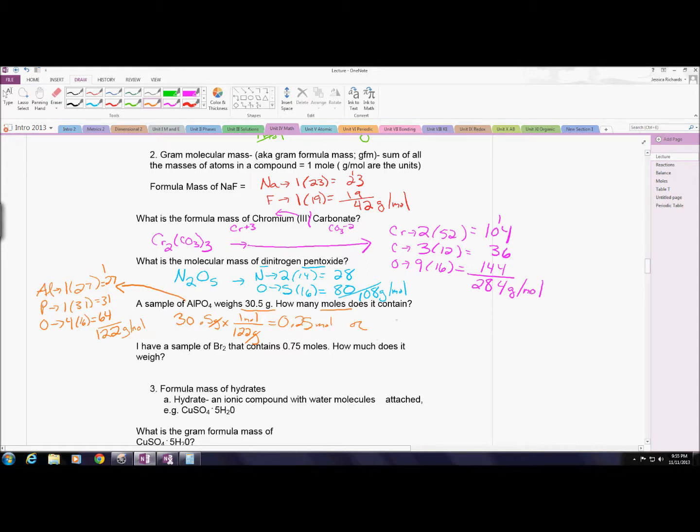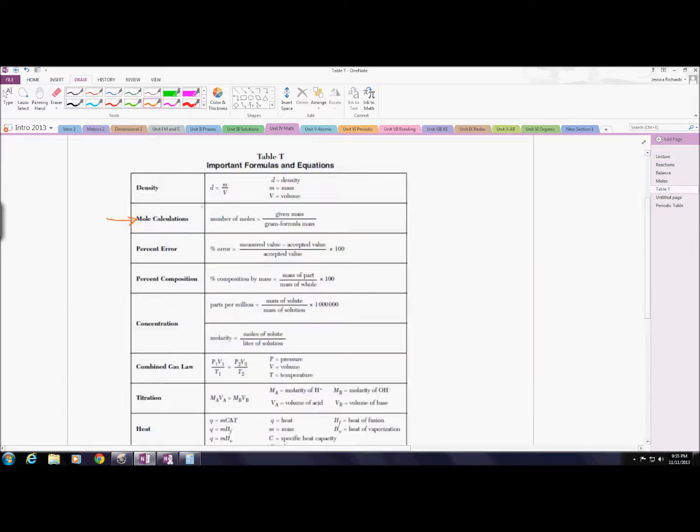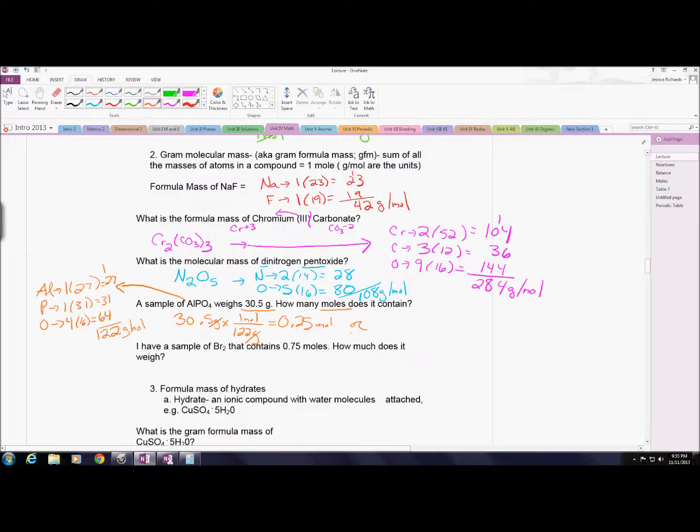Or you can use the equation from table T. So just to refresh your memory, the equation is the number of moles equals the mass given divided by the gram formula mass. So they want to know the number of moles. That would be your X. The grams given, 30.5. The formula mass, 122. And ta-da, it's the exact same answer. And so X equals 0.25 moles. Either way will work. All right, last example for doing mole conversions, and then we'll talk about hydrates.